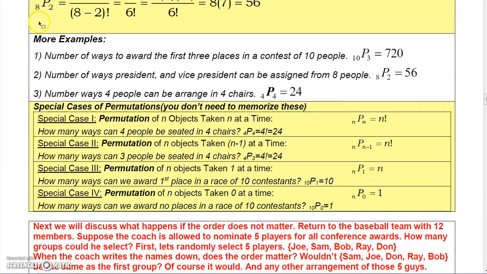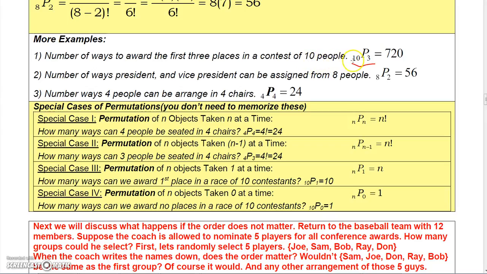Okay, before I get to combinations, let me give you some more examples of permutations. The number of ways to award the first 3 places in a contest of 10 people. This would be a permutation of 10, and we're awarding 3. So we want to know how many ways we can arrange 3 out of 10.